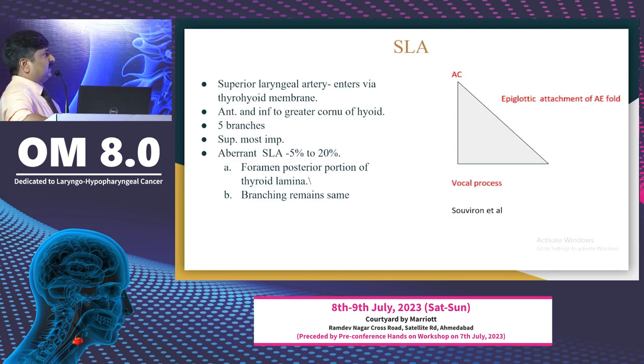So why is superior laryngeal artery so important when we talk about robotics? First take a look at its anatomy. Superior laryngeal artery enters via thyrohyoid membrane through a foramen, and through that foramen paraglottic space communicates with deep neck spaces. It has 5 branches, and we can identify the superior laryngeal artery anterior and inferior to the greater cornu of hyoid bone. At times, in 5 to 15%, there is an aberrant superior laryngeal artery that comes from the posterior portion of thyroid lamina, but branching pattern remains the same.